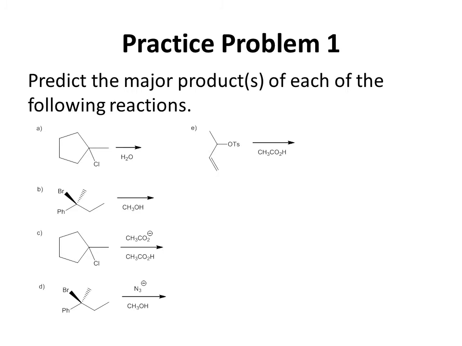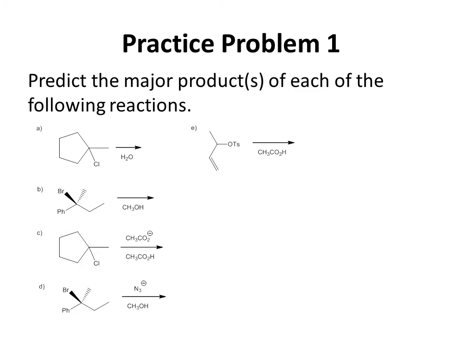Practice problem 1. Predict the major product or products of each of the following reactions. In these cases, we're going to focus exclusively on SN1 versus E1. So there are no SN2 or E2 reactions in these examples. So make sure that you consider the conditions, a protic-polar solvent, and whether or not you have a weak base present to allow for E1. If there's no weak base present, then it's going to be an SN1 reaction.